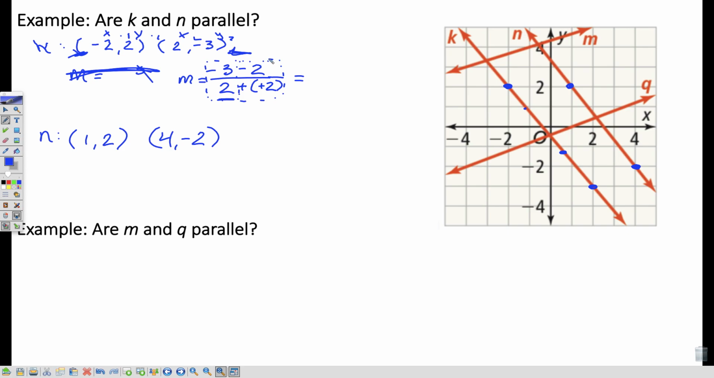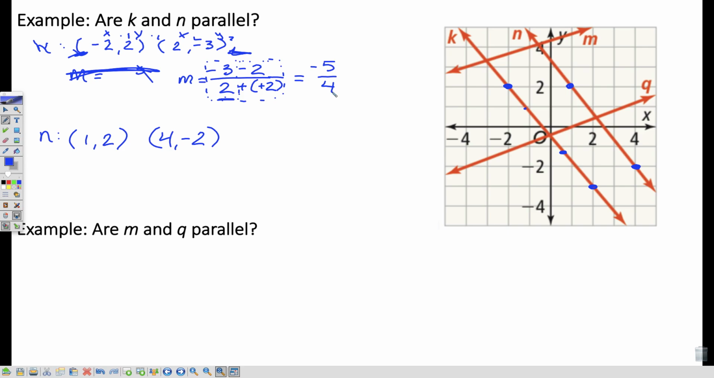So negative 3 minus negative 2 is negative 5. And 2 plus 2 is 4. So my slope is negative 5/4. Well, K is going down, yes? I counted that: 1, 2, 3, 4, 5 and 1, 2, 3, 4. Because that's what we learned. Yes, but you are going to do the slope formula because I'm not always going to give you the picture. You can count to make sure, but you're not always going to have a picture.